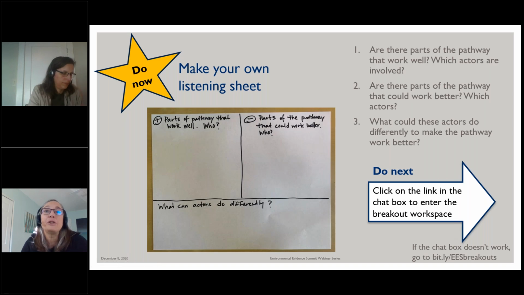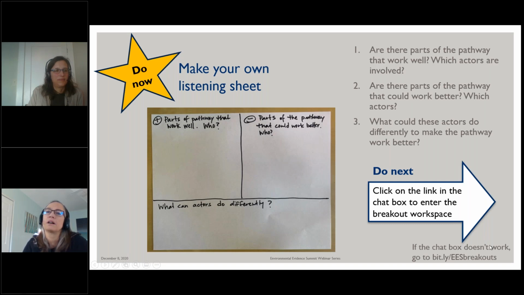So we're going to invite you to jot down an active listening sheet. As we're listening to the lightning talks, we thought that you could prepare yourselves for the breakout sessions by taking out a sheet of paper and dividing it into these 3 quadrants. The first one is parts of the pathway that are working well and who's involved in that pathway working well. So that's the plus. Then the minus is parts of the pathway that could work better, and who would be involved in making it work better. And then the last quadrant is what can actors do differently to make the pathway work better. So if you can, take out a sheet of paper and jot down those questions and take notes during the lightning talks to prepare yourself to participate.